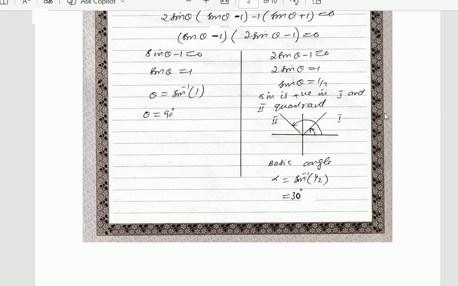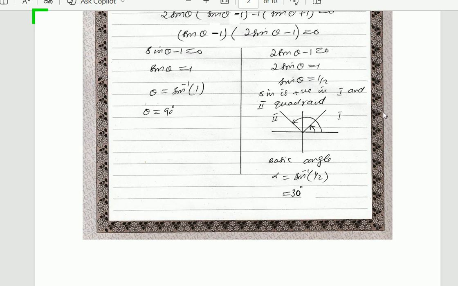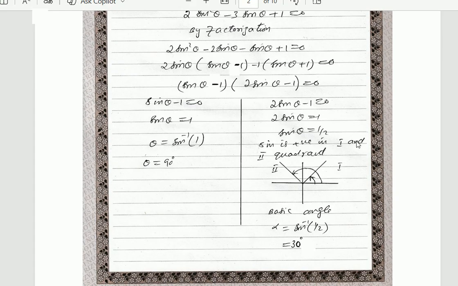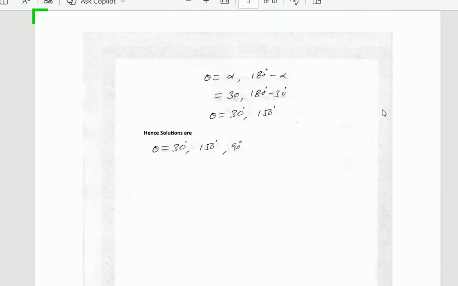So alpha is equal to sin inverse 1 by 2, alpha is equal to 30 degree. As our terminal lies in the first and in the second quadrant, theta equal to alpha, 180 minus alpha. Alpha means in the first quadrant and 180 minus alpha means in the second quadrant. So the values of theta are 30 and 150. But as we have calculated for the first option, sin theta minus 1 equal to 0, theta is equal to 90. So all the three solutions for this equation are theta equal to 30, 150 and 90 degree. This is the solution of the given trigonometric question.